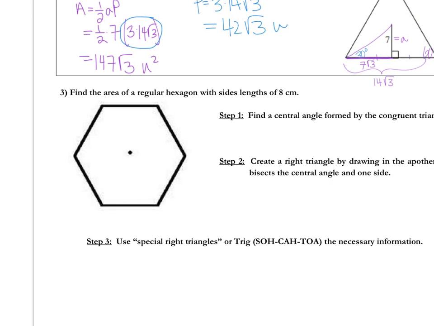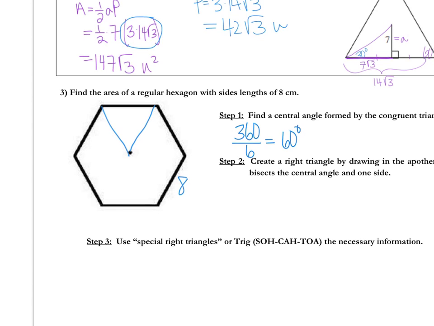It says, find the area of a regular hexagon with side lengths of 8. Okay. So first thing we need to do is find a central angle. And here's a central angle. Remember, it's created by 2 radii at the center. So it's always going to be 360 degrees around here. This completes a full circle. So we're going to take 360 and divide it by the number of sides. Okay. So you get 60 degrees.